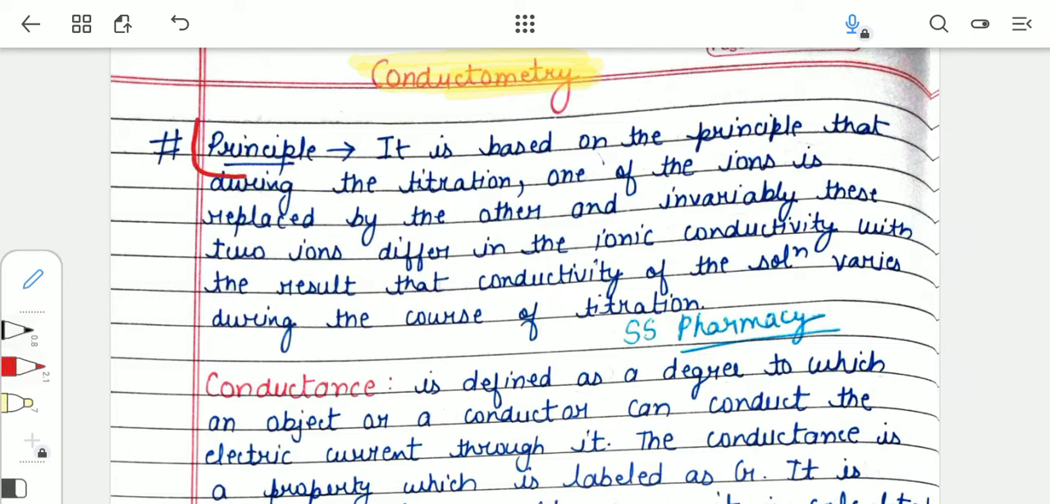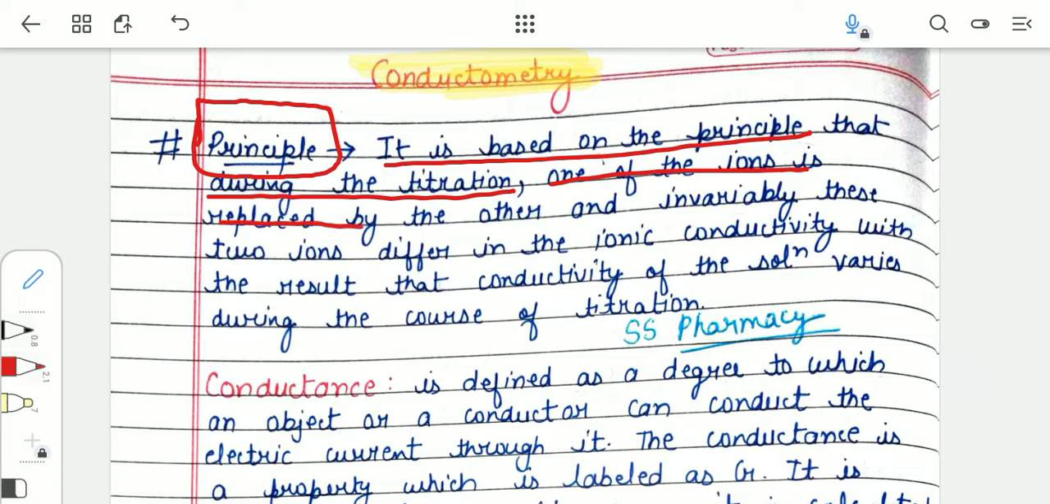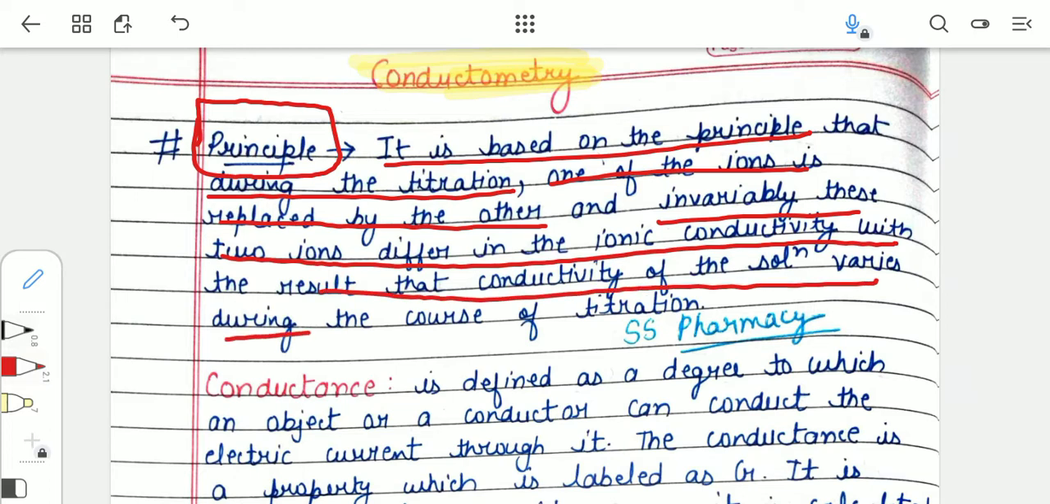So firstly, let us talk about the principle of conductometric titrations. It is based on the principle that during the titration, one of the ions is replaced by the other, and invariably these two ions differ in their ionic conductivity, with the result that the conductivity of the solution varies during the course of the titration.